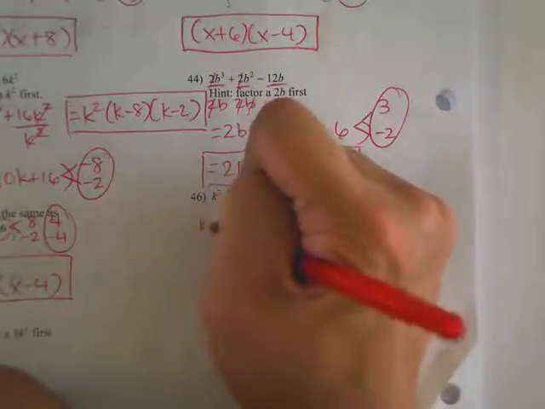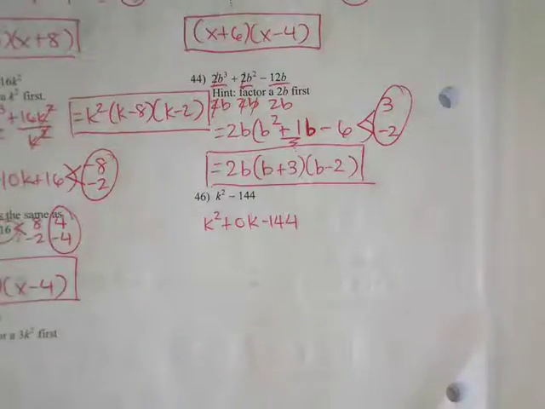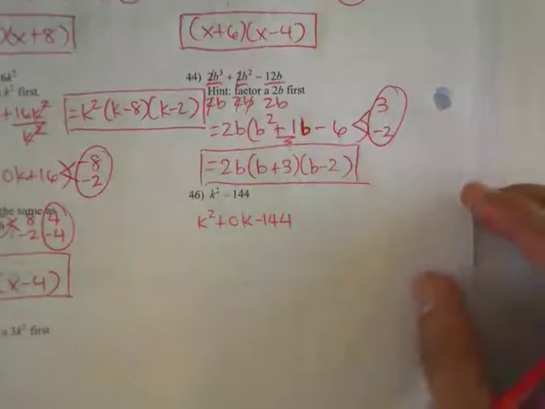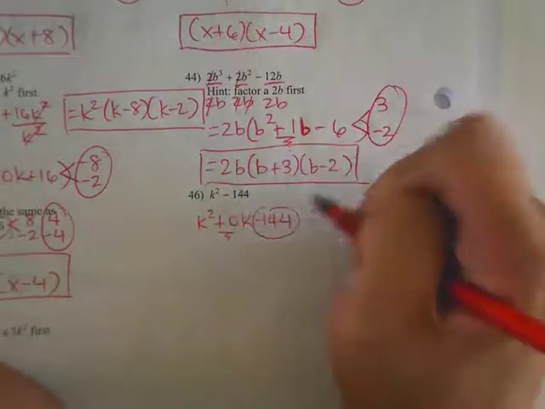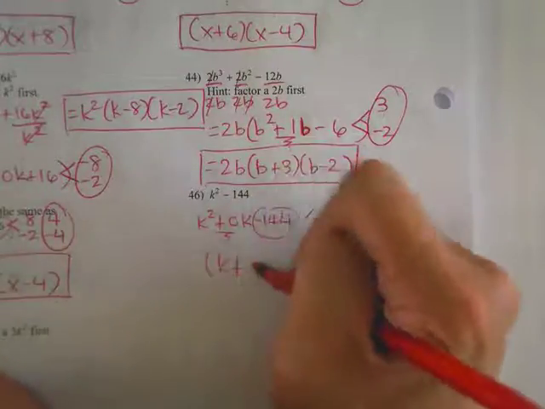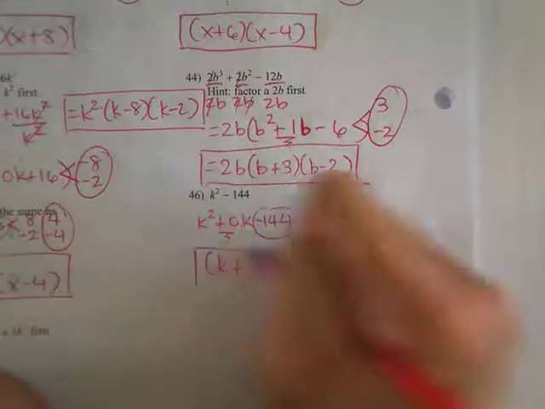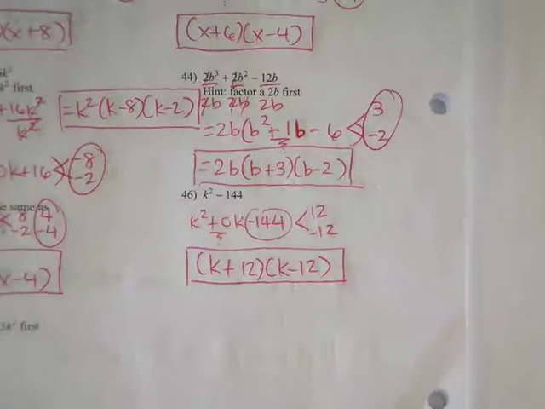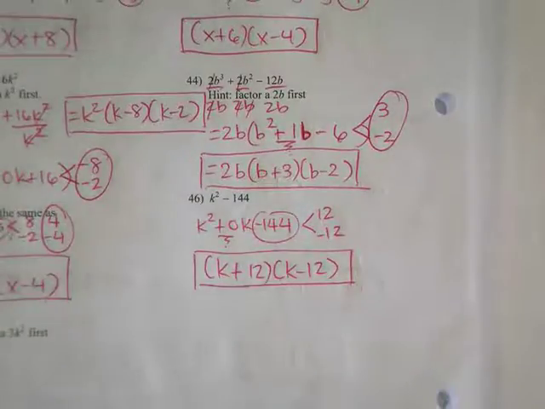Okay, 46, you could do the same thing, k squared plus 0k minus 144. After a while, you don't need it if you can spot the pattern. What two numbers multiply to negative 144 but add up to 0? I hope you said 12 and negative 12. If not, say it. K plus 12, k minus 12. Like that. Okay? They multiply to negative 144 and they add up to 0.